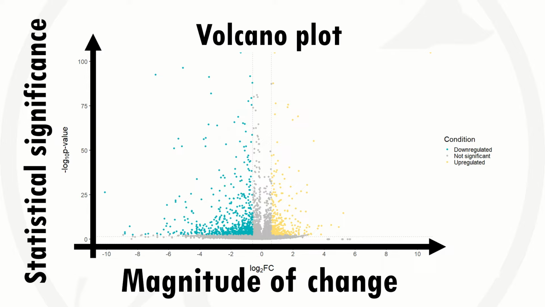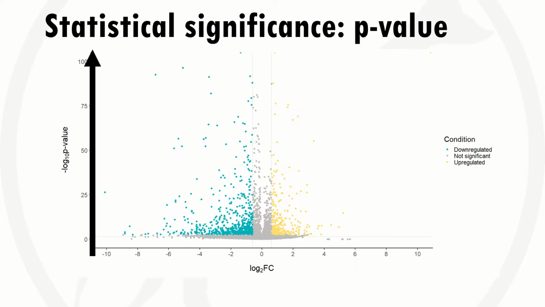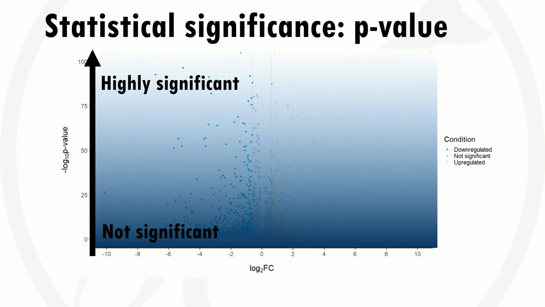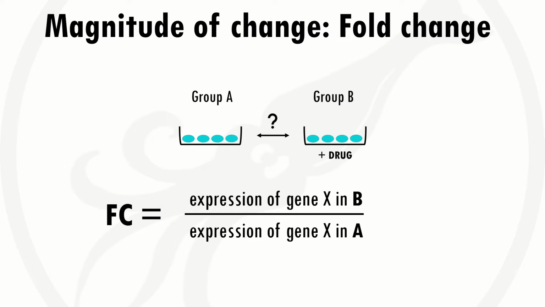Now, how do we interpret a volcano plot? So the y-axis shows the level of statistical significance. It is usually represented by the p-value, which means the most statistically significant genes are towards the top because they have the lowest p-values. The x-axis, on the other hand, shows the fold change. The fold change is just the ratio between the two groups. So, for example, if we're examining the fold change of gene X, it would be the expression of gene X in condition B divided by the expression of that same gene in condition A.